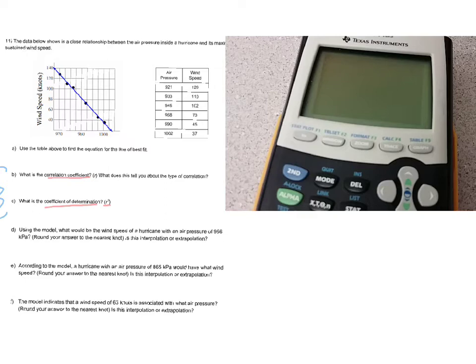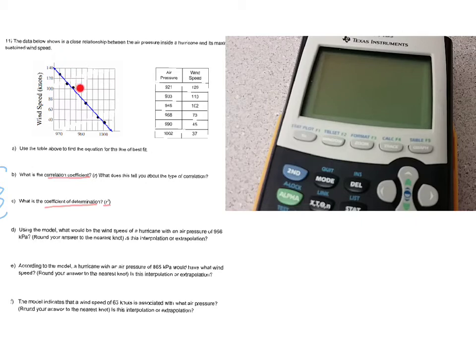968, 990, and 1002. And then on L2, I'm going to do my Y's, 129, 110, 102, 73, 45, and 37. So again, just make sure that you have the same number of entries on both sides, that they're the same, so that you can work this out well. So now that you've got your data typed in, we go back to stat, over to calculate.